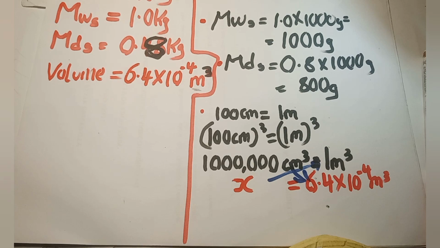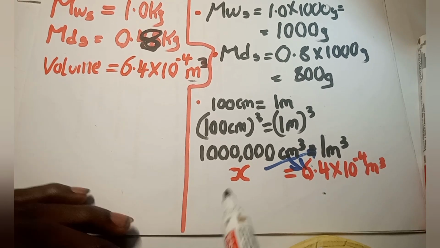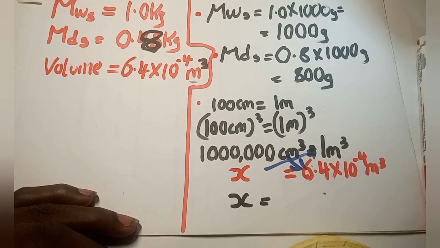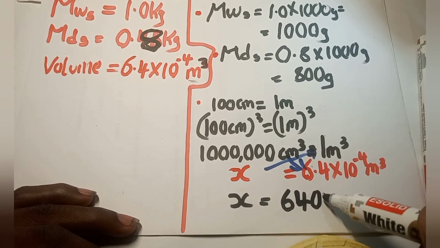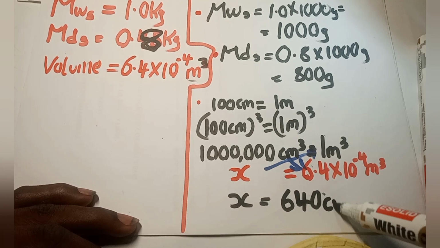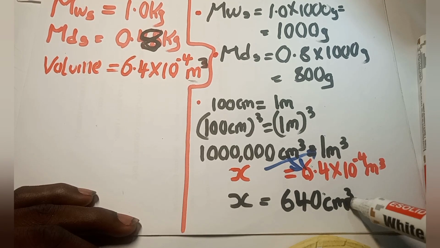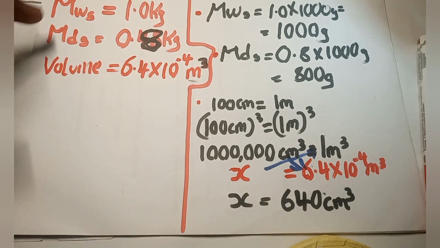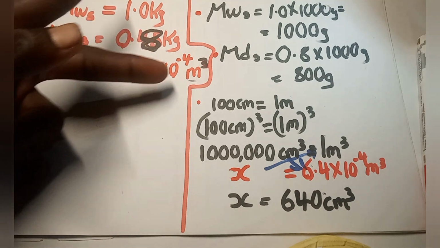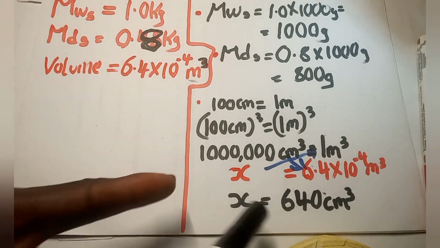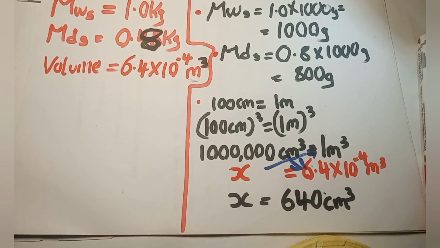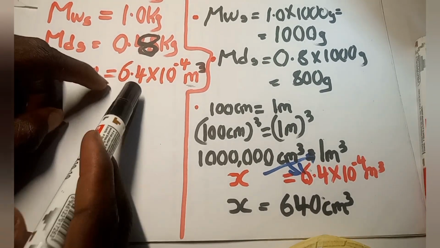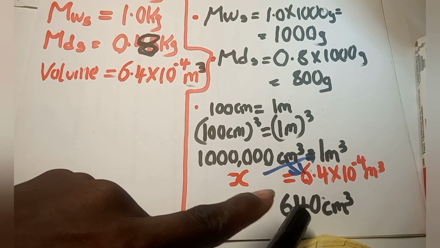what you calculate, that is 640 meter cube. The value of x will be equal to 640 centimeter cube. So you have converted this 6.4 times 10 raised to power minus 4 meter cube to centimeter cube, and the conversion is equal to 640 centimeter cube.